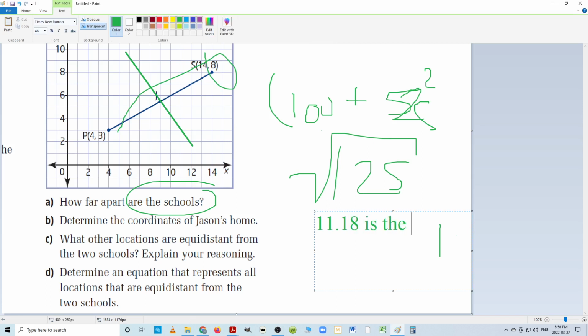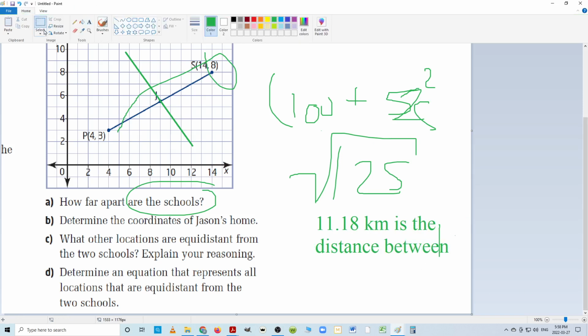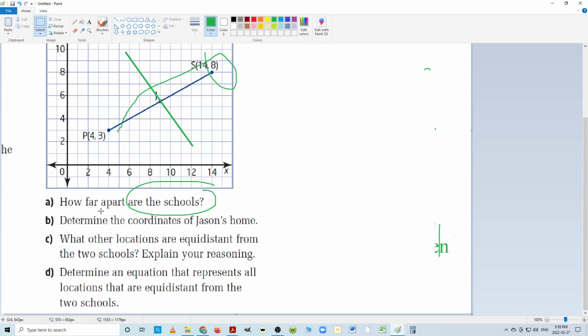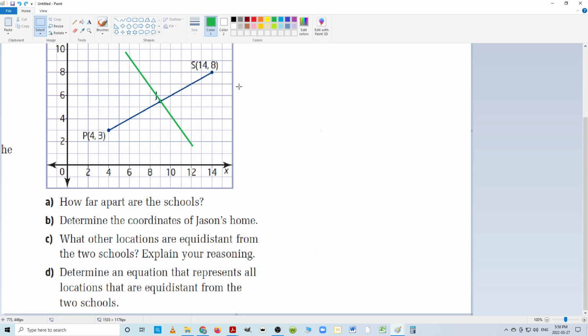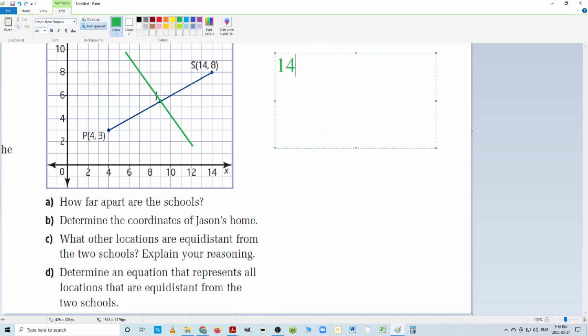11.18 kilometers is the distance between the schools. Don't lose a mark. And then determine the coordinates of Jason's home. Well, that's a midpoint. So now I have to take the midpoint of all those points, and I'll just undo everything. And I'll just say, okay, well, midpoint for x is 14 plus 4 divided by 2.